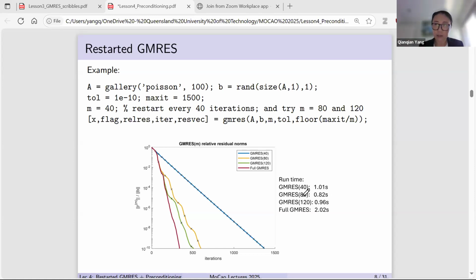And just for fun, I did the 80 and 120 as well. These two are also pretty good. In terms of runtime, they're also pretty fast, still quite small compared to the full GMRES.